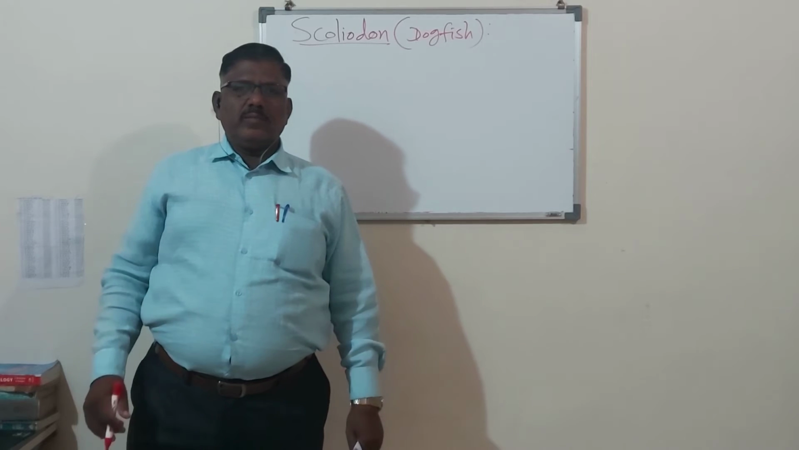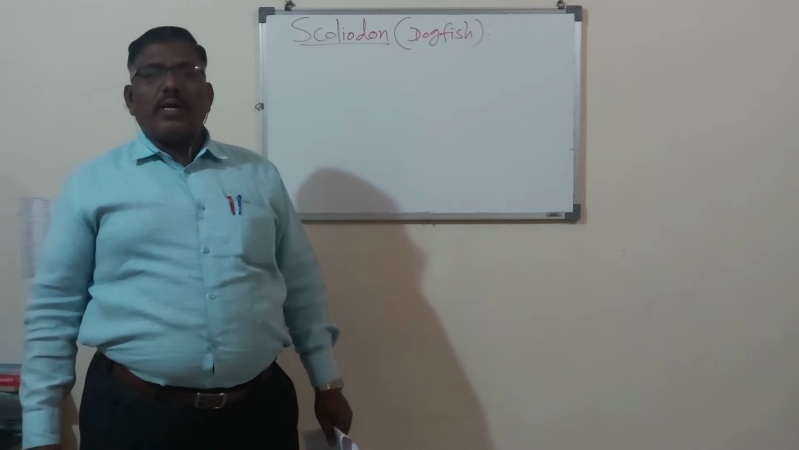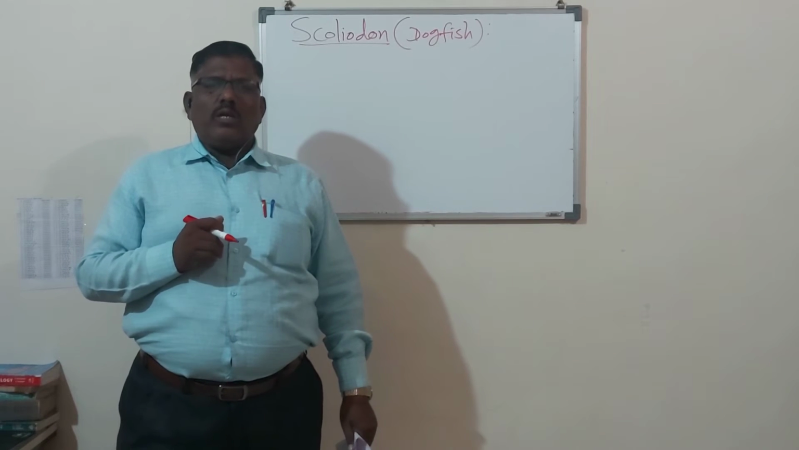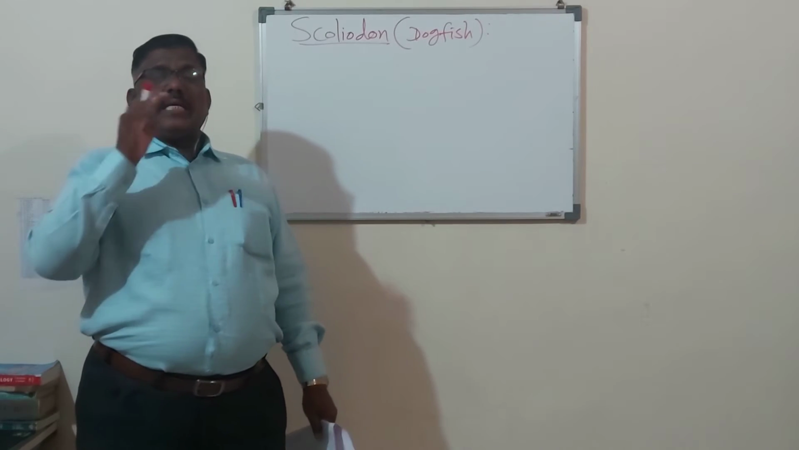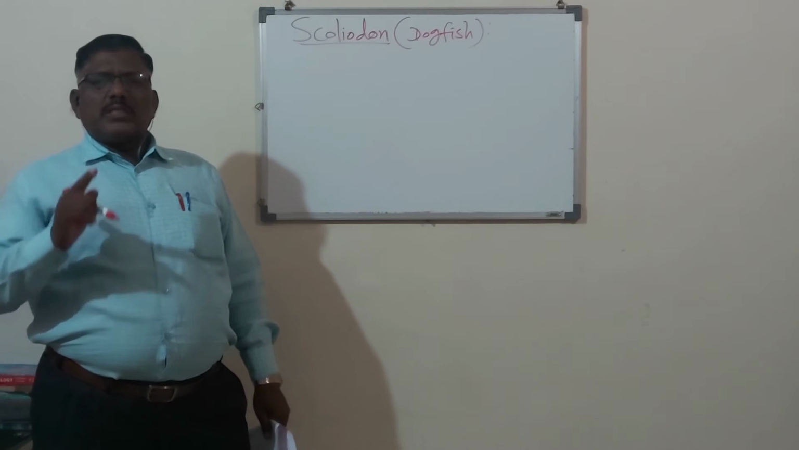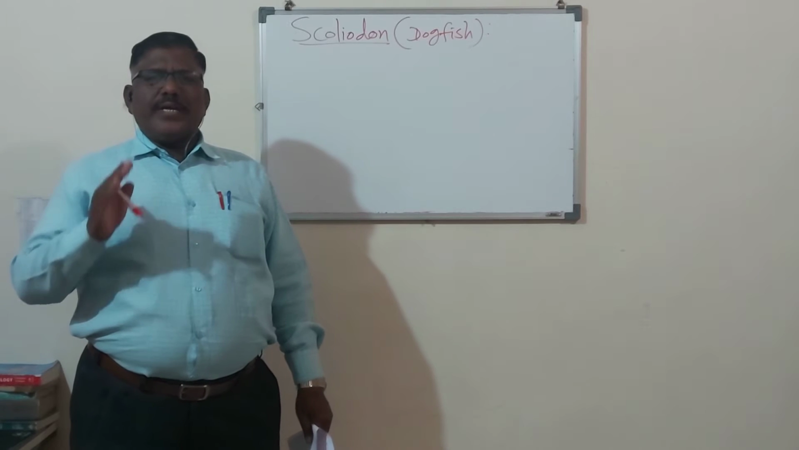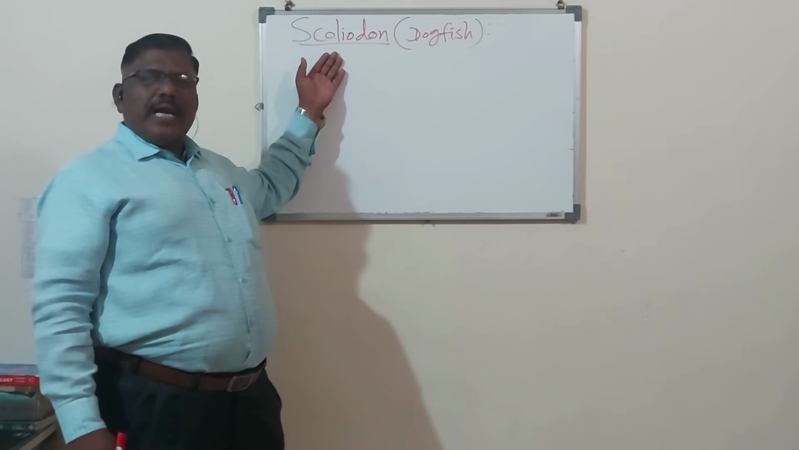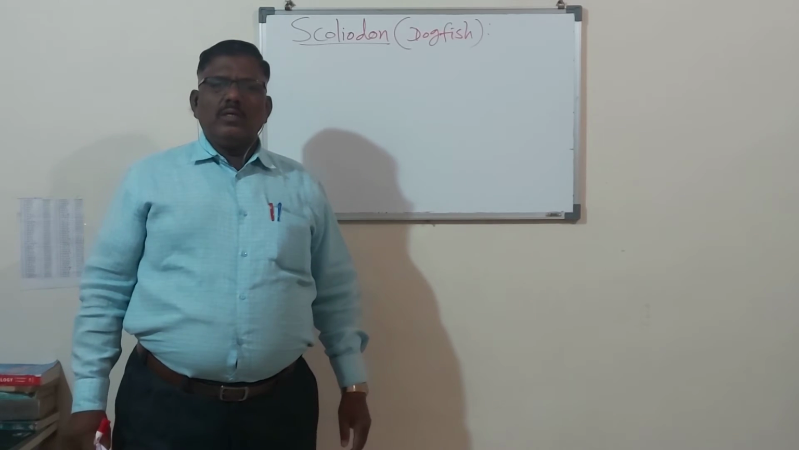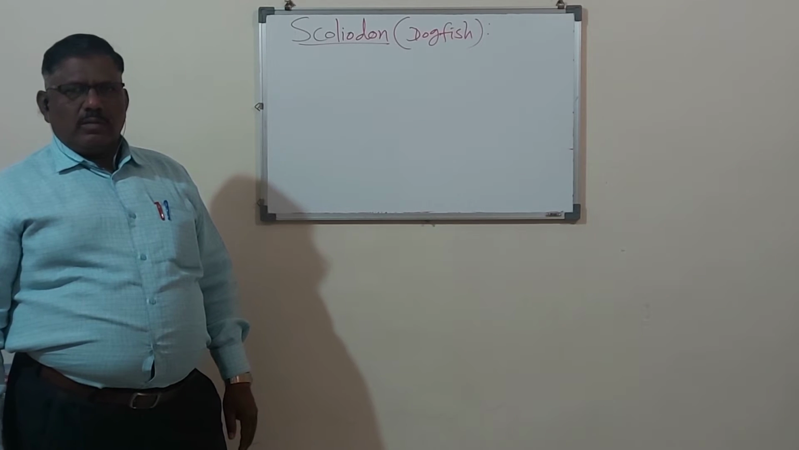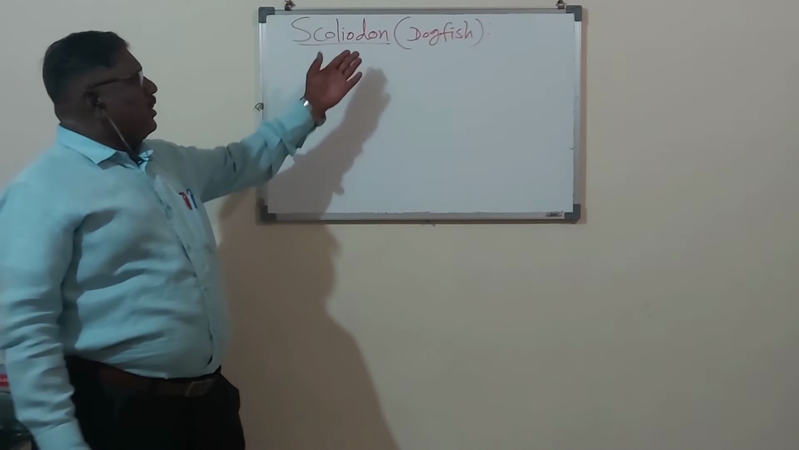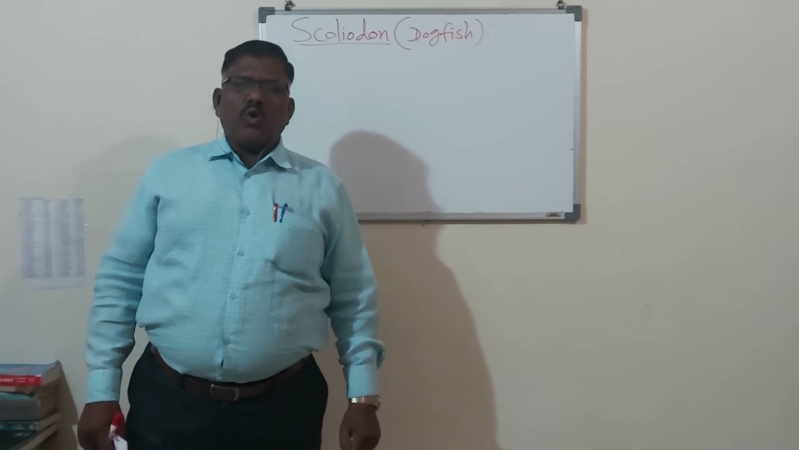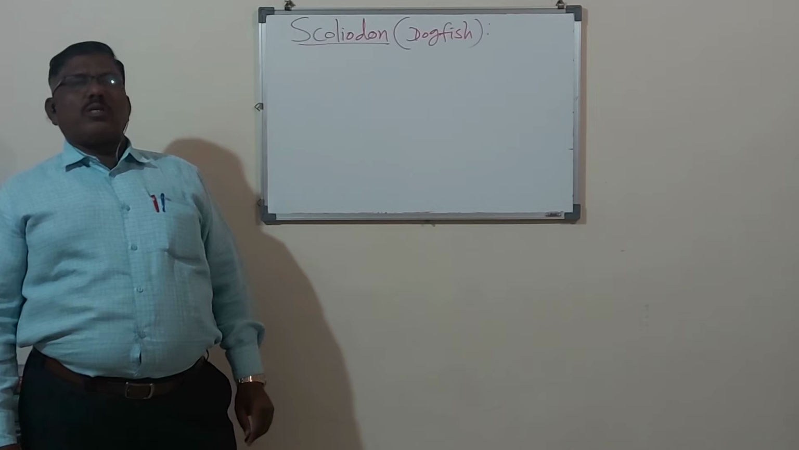Now, for your understanding, and some of the students know why Scoliodon is called the dogfish. So listen carefully and try to remember. What is the reason? The first reason is that the sense of smell of Scoliodon is very acute, like the sense of a dog. The sense of smell is very powerful in this aquatic animal, just like the dog. On the basis of that, this fish is compared with the dog, and that's why it is called the dogfish.